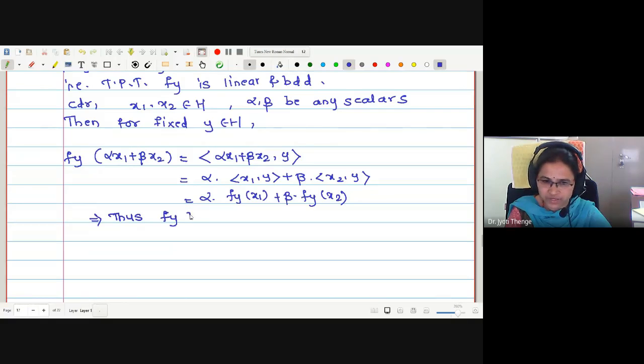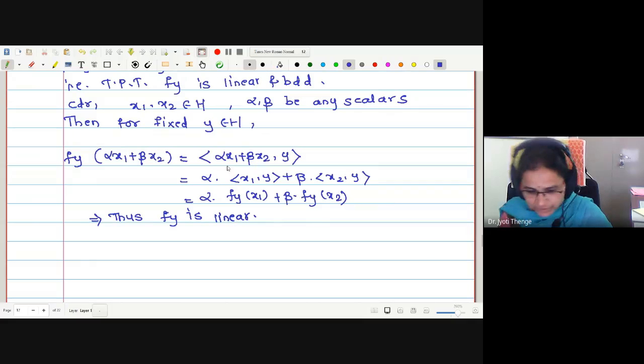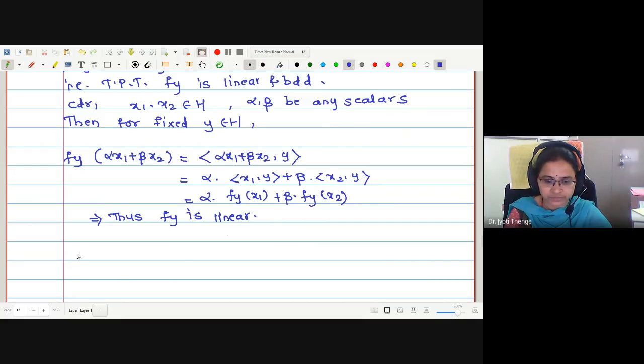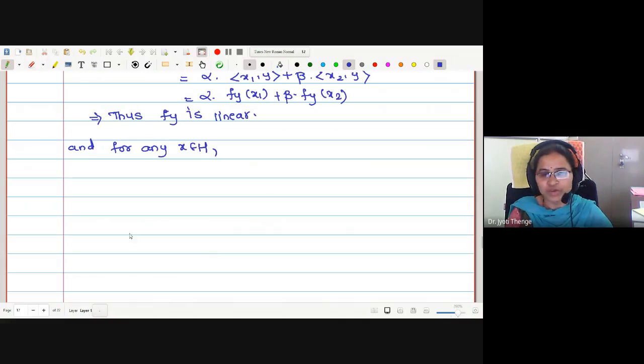Thus fy is linear. Now let us go for proving either continuity or boundedness. Actually here we are going for proving the boundedness. For any vector x in H, what is the modulus value? Proving boundedness means what? We have to prove this kind of inequality, na? Norm of T of x is less than or equal to k into norm of x. This kind of inequality must be proved.